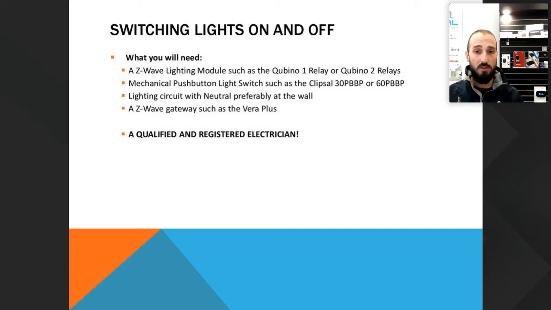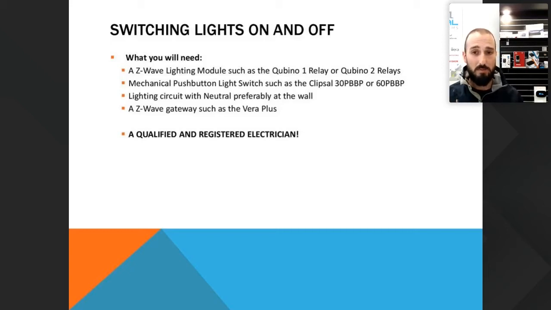To switch lights on and off, a very simple little solution here, all you will need is a Z-Wave gateway. That's a given. So in this example, we've got a Vera, but you can also use a Fibaro gateway if that's your preference. You'll need a Z-Wave lighting module, such as a Cubino single relay or a Cubino 2 relay. You can also use a Fibaro single switch or Fibaro double switch. Lots of options out there.